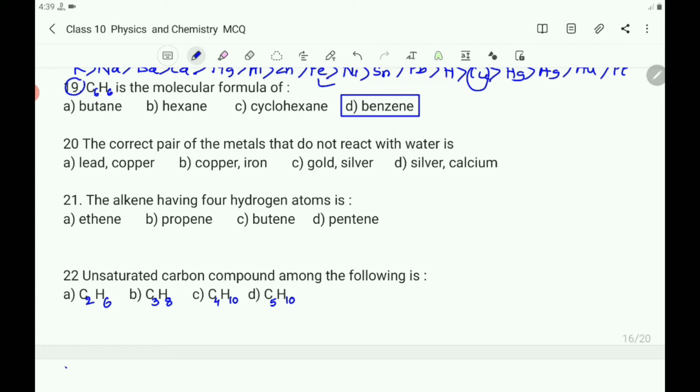The molecular formula of benzene is C6H6. You can have the double bonds here. You know that alternately double bonds are there. CH, CC here, H. This is the structure of benzene with the molecular formula C6H6.